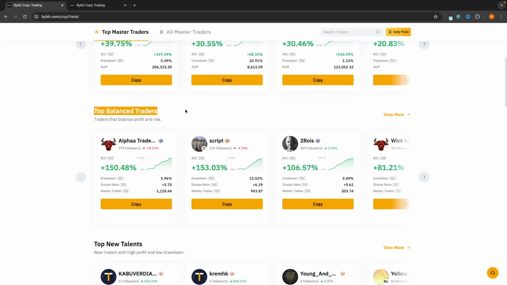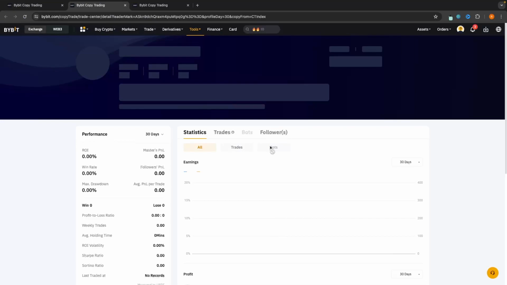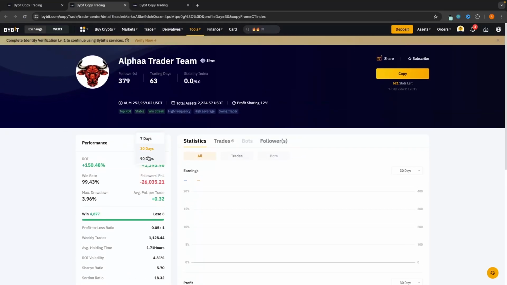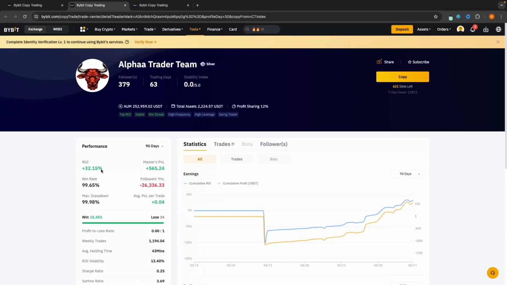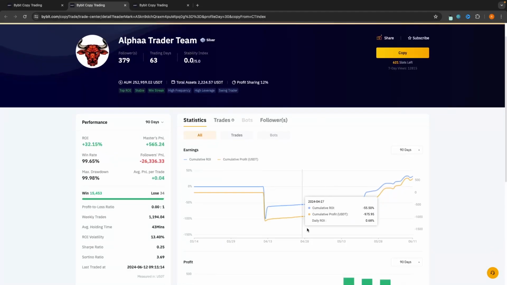Now, this next section, if we scroll down, is going to show us top balance traders. So these are traders that balance profit and risk and are a lot less risky when they are making their trades. We can see over the last 30 days, this guy has made 150% ROI. So let's click in and take a look at this guy as well. Let's flick to 90 days, 32% profit. So this is actually pretty nice. We can see a slow and steady rise right here.